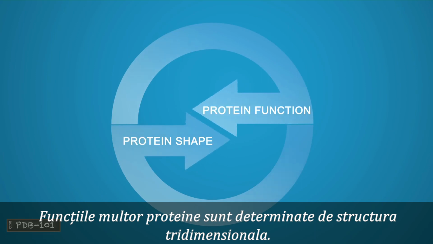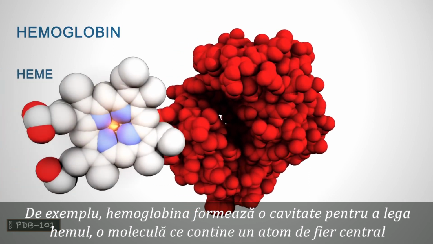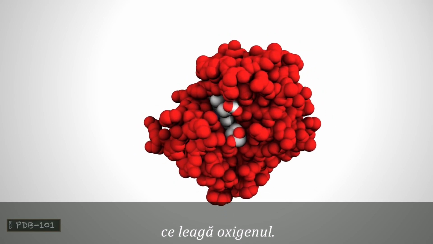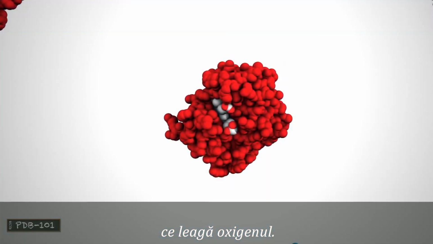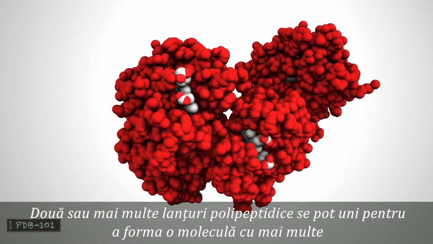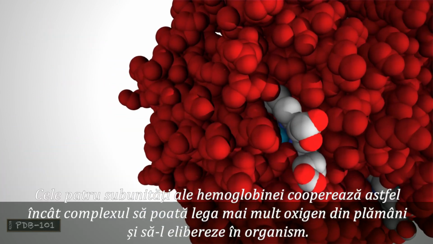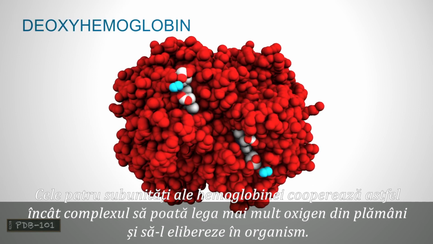The functions of many proteins rely upon their three-dimensional shapes. For example, hemoglobin forms a pocket to hold heme, a small molecule with an iron atom in the center that binds to oxygen. Quaternary structure. Two or more polypeptide chains can come together to form one functional molecule with several subunits. The four subunits of hemoglobin cooperate so the complex can more easily pick up oxygen in the lungs and release it in the body.